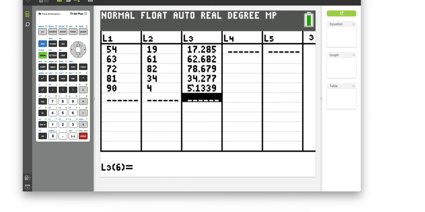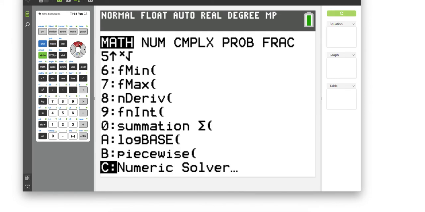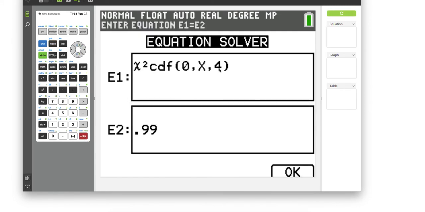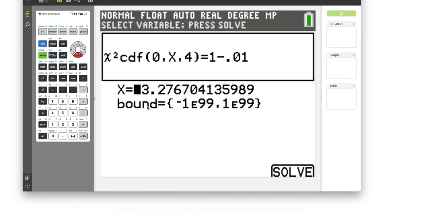Number 2, part B, find the critical value. Okay, critical value. That'd be math, numeric solver. We have 4 degrees of freedom, so I'm going to keep that as 4. And the 99th percentile, or 1 minus our alpha value of 0.01, either one. Okay, solve this. So this is going to give us our critical value. 13.277 is the critical value.